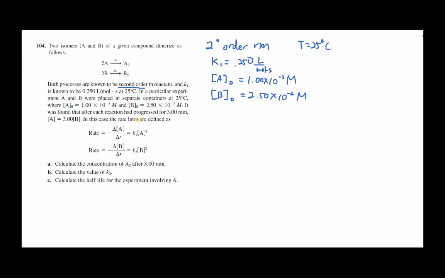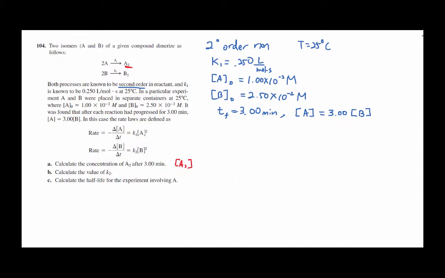It was found that after each reaction has progressed for 3 minutes, so our t final is going to be 3.00 minutes, and at that time we observe the concentration of A happens to be the same as 3 times the concentration of B. A: calculate the concentration of A2 after 3 minutes, meaning we have to find the concentration of this guy.